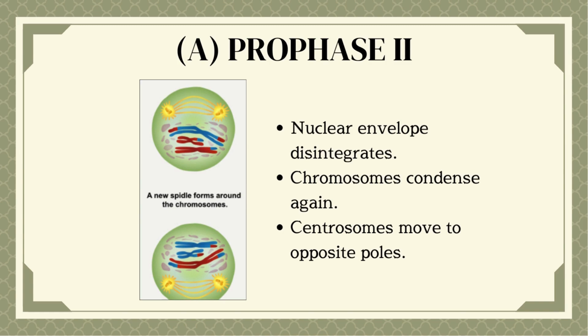During this stage, the chromosomes condense and the nuclear envelope breaks down in both cells. A new spindle apparatus begins to form in each cell, oriented perpendicularly to the original spindle in meiosis 1. So the three key points to take note of in this particular phase are that the nuclear envelope disintegrates, the chromosomes condense again, and the centrosomes move to opposite poles.